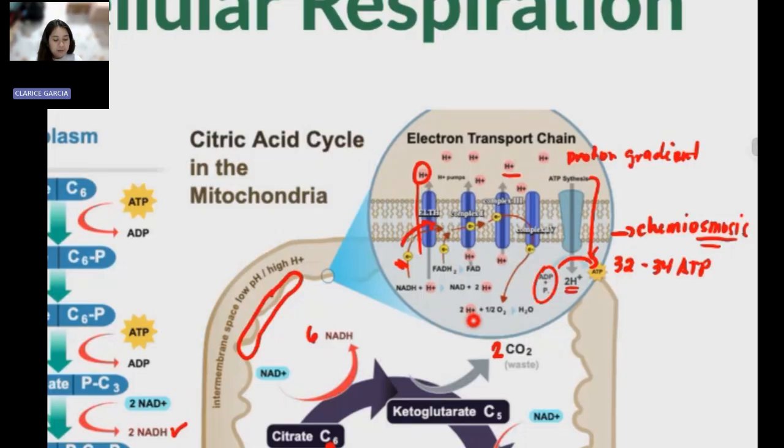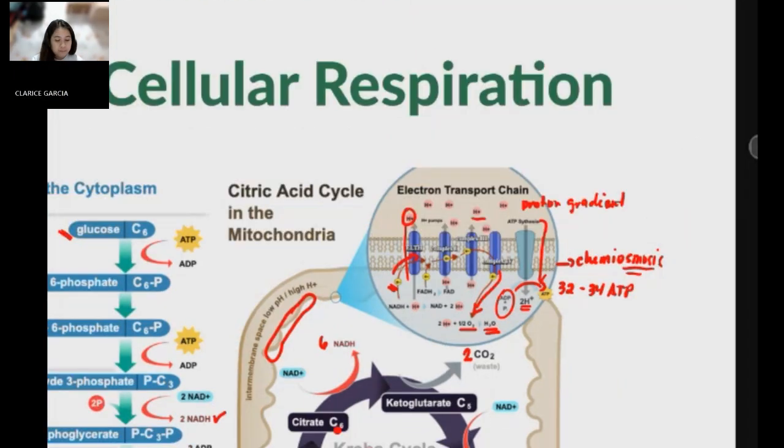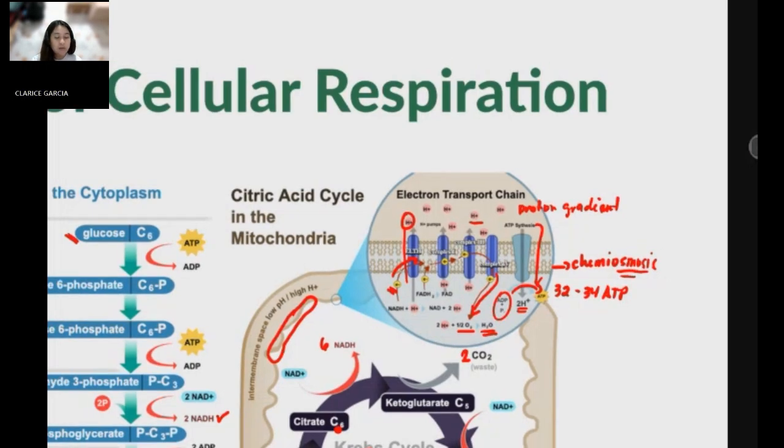Now, at the end, oxygen acts as the final electron acceptor. The electron moves out of the last hydrogen pump and binds to oxygen, and hydrogen also binds to the oxygen, creating water. Without oxygen, the entire chain would stop. This is why oxygen is essential for aerobic respiration. It also helps control the number of hydrogen ions in the matrix.